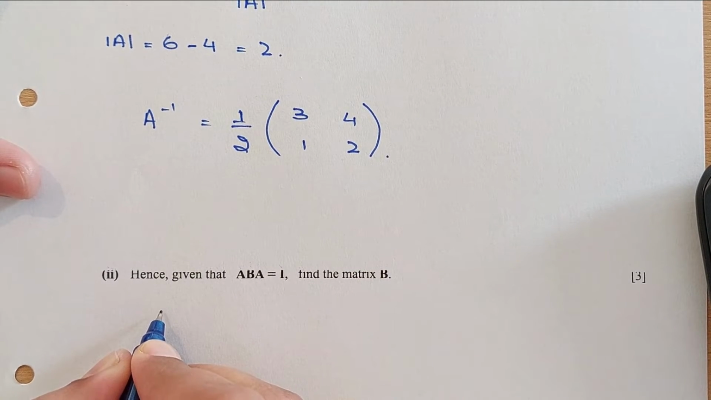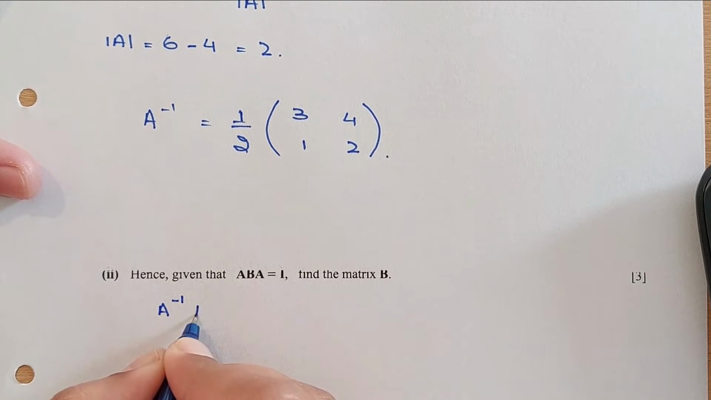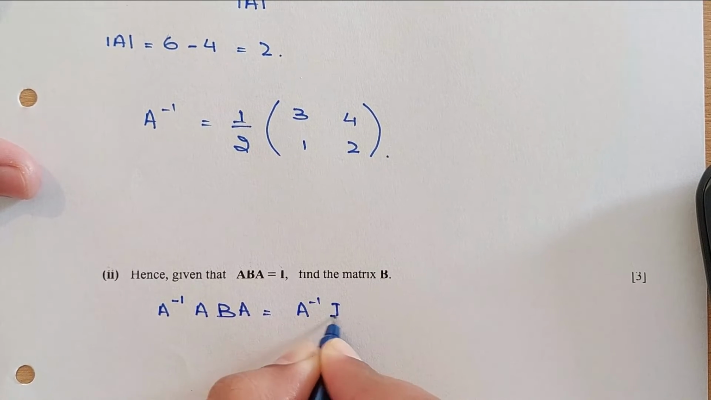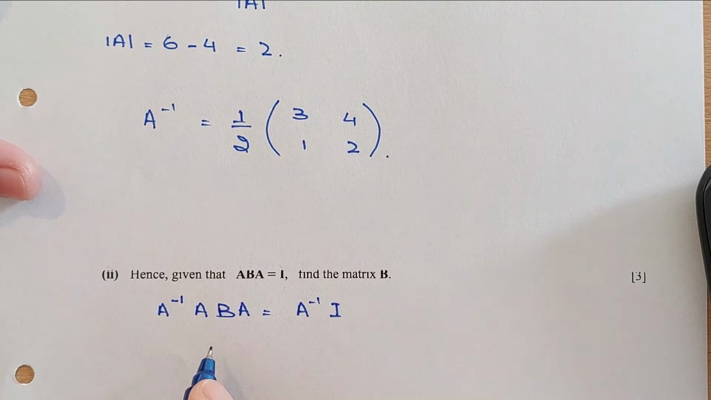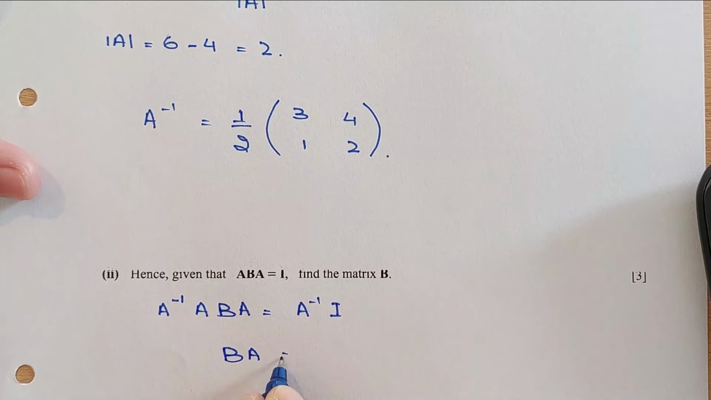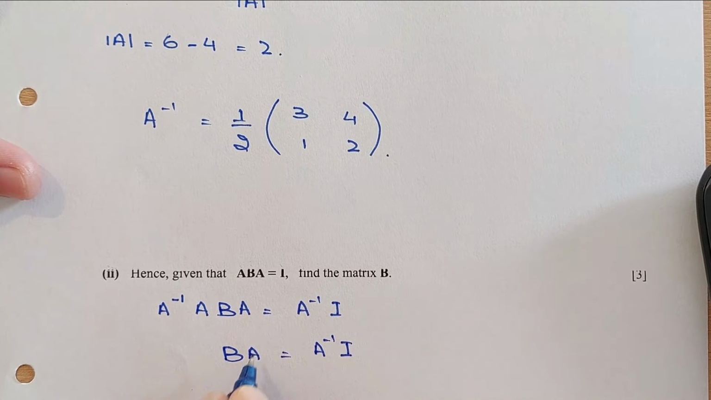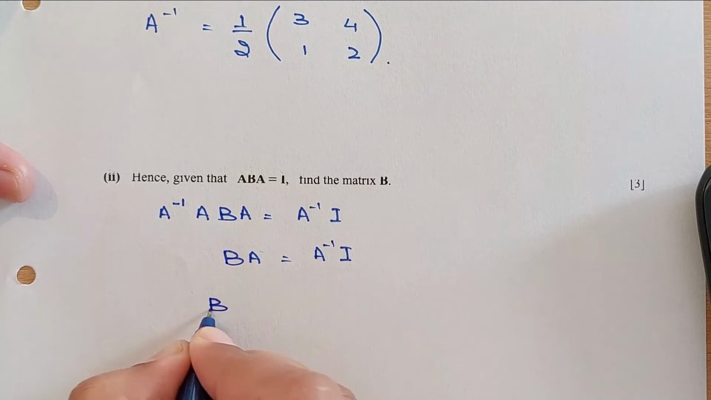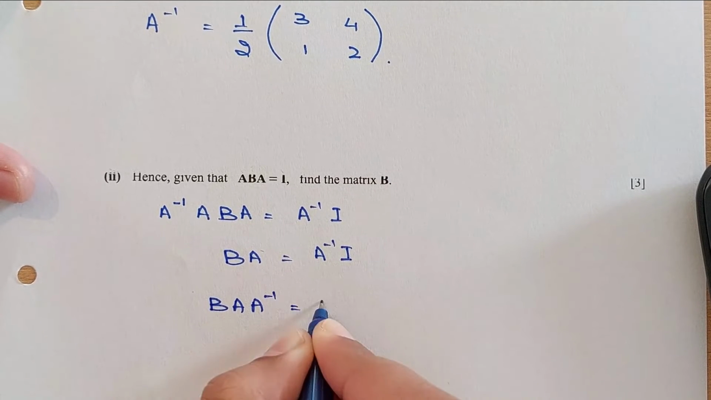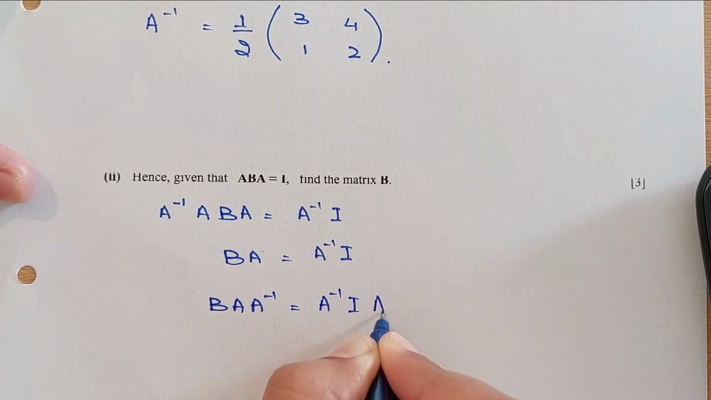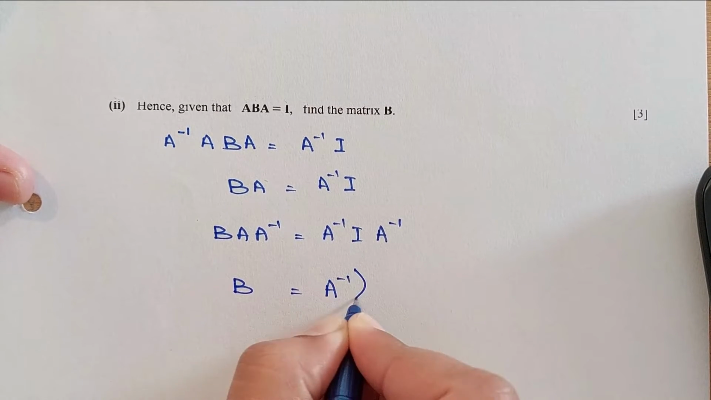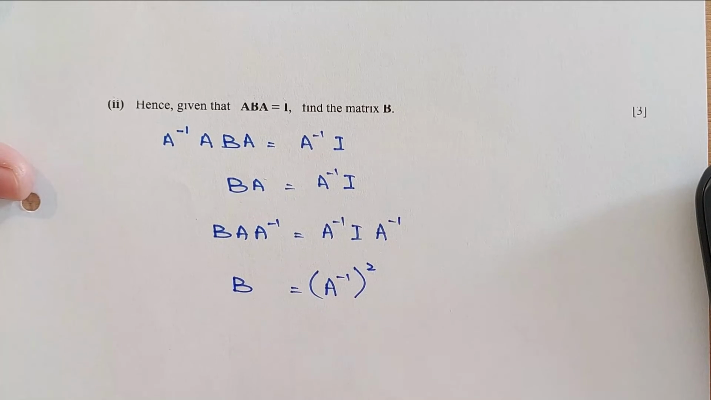Now for the second part, given that ABA equals the identity matrix, find the matrix B. Okay, so we have to remove these A's. If I apply A inverse from the left side, A inverse A B A equals A inverse I, right? So A inverse A is the identity matrix. We are left with BA equals A inverse I. Now to remove this A, we have to apply A inverse on this side. So B equals A inverse times A inverse, right? So the B matrix equals A inverse whole square. Times identity is the same, right?